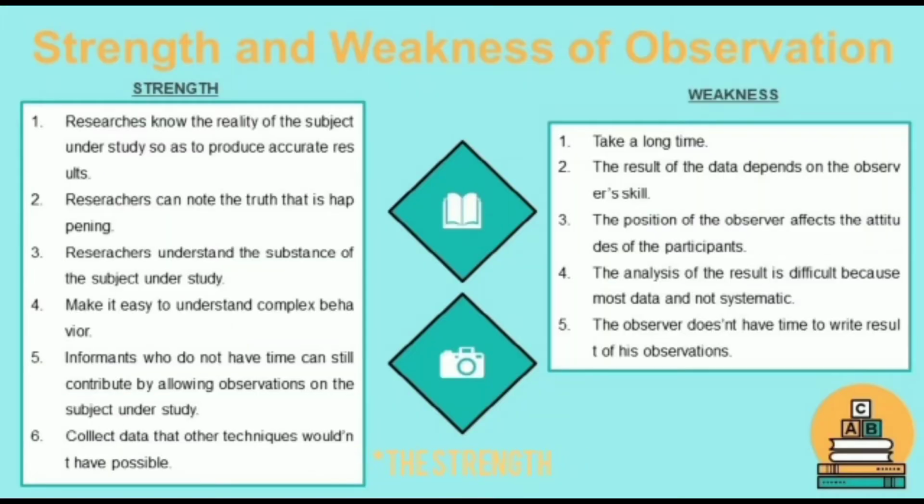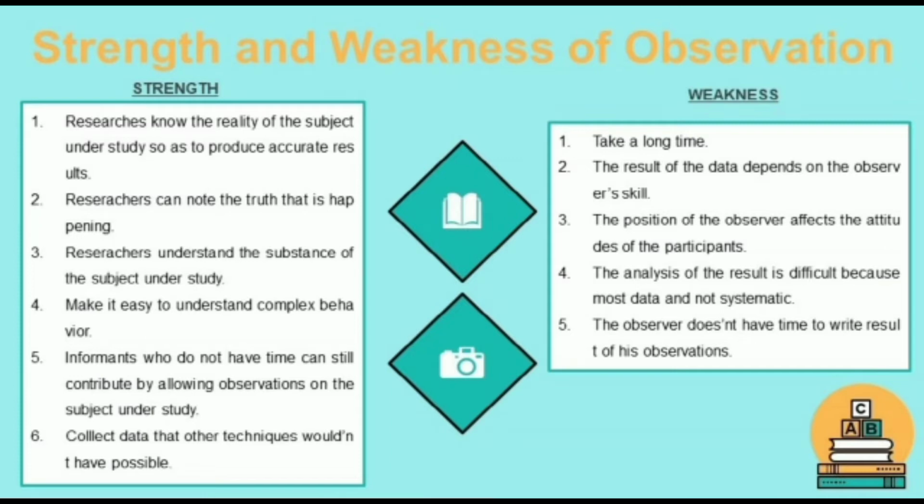Okay, the next is the advantages of observation. Number 1, researchers know the real participants, so the researcher gains accurate results. Number 2, researchers can directly write the truth that is happening because they are in the field. And number 3, researchers understand the substance of the subject. And number 4, make it easy to understand complex behavior. And number 5, informers who do not have time can still contribute by allowing observation on the subject and the study.